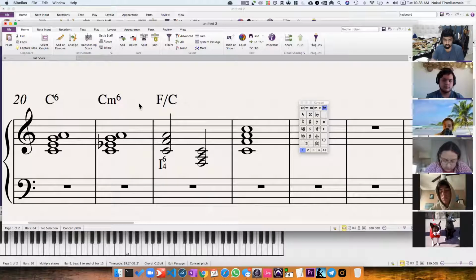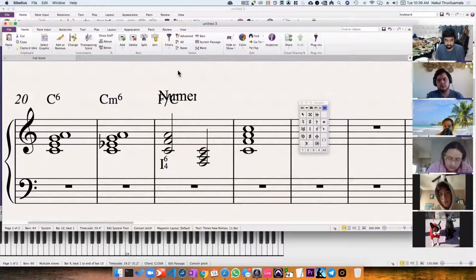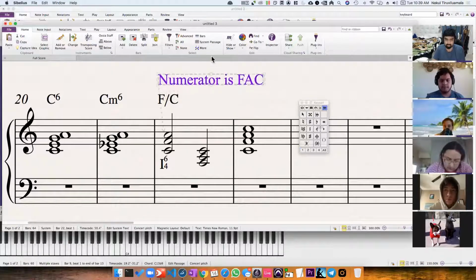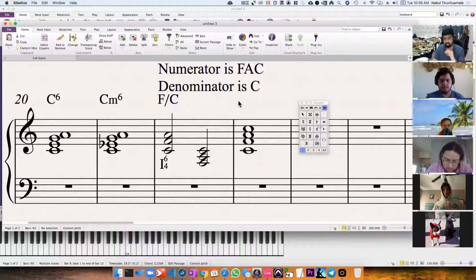So you still have to use that process to figure out what this numerator chord is. You still have to build a root position version of the chord in order to know what the numerator chord is. Just to take a step back, the numerator is a chord. The denominator is a note. So the numerator, in this case, is a 3-note chord. The numerator is FAC. Okay? Denominator is C. Right?